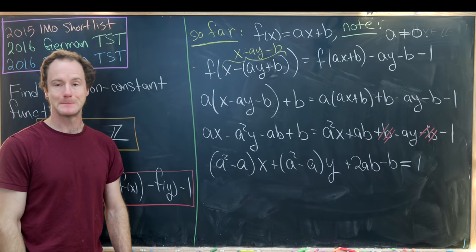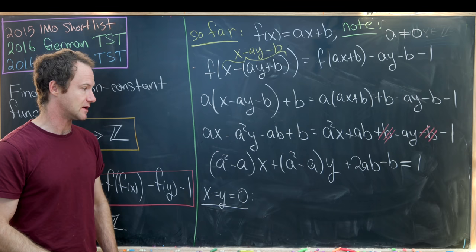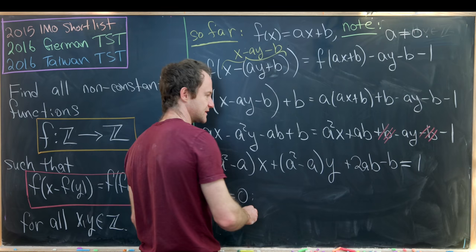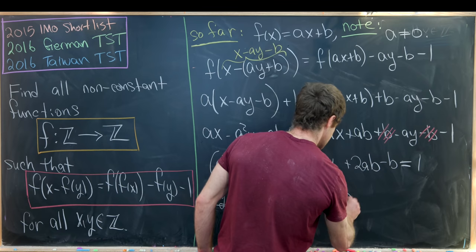Then from here, we'll set x equal to y equal to 0 and see if any simplification occurs. Maybe we'll have enough there to confirm what a and b are. Maybe we'll have to run through again one more time. Okay, so that's going to give us 2ab minus b equals 1. But we can factor that a little bit. Notice that we can factor a b out. So that'll give us b times 2a minus 1 equals 1.